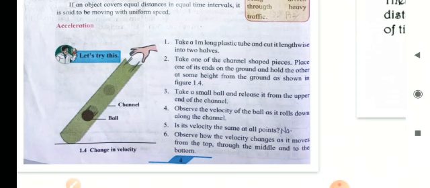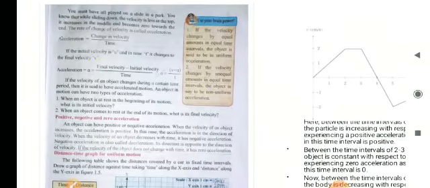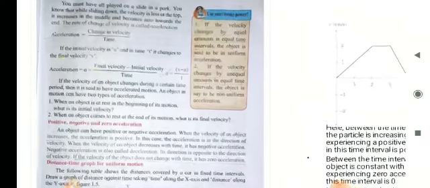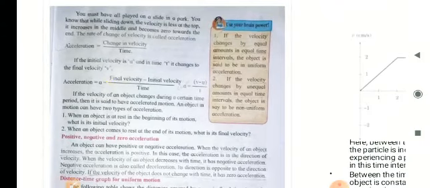Is the velocity same at all points? No, it's not the same. Observe how the velocity changes as it moves from top through the middle and to the bottom. Now let us go on to the next page, page number 5. You must have all played on a slide in a park. You know that while sliding down, the velocity is less at the top. It increases in the middle and becomes zero towards the end.